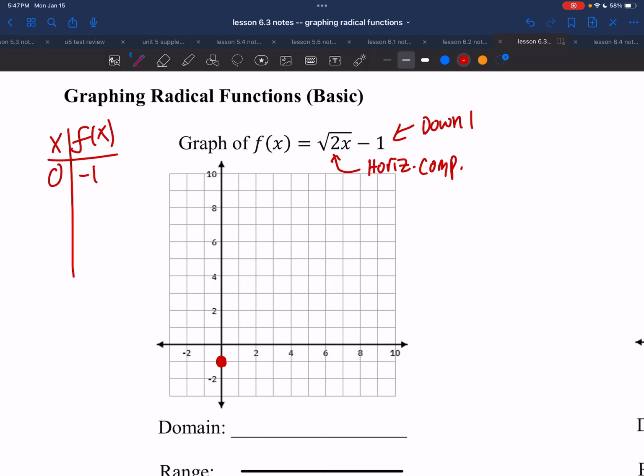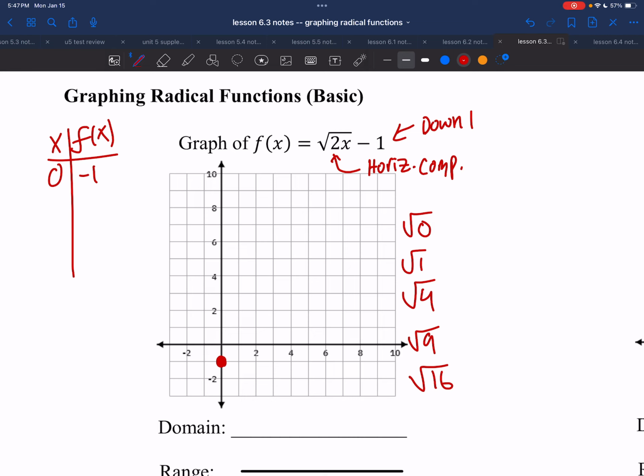I plugged in 1, but I got the square root of 2. I say, well, what can you take the square root of and it looks nice? Well, you could take the square root of 0, you get 0. You could take the square root of 1, you get 1. You could take the square root of 4 and get 2. You take the square root of 9, you could take the square root of 16, right? So the question really is, what do you plug into x to make these perfect squares, right? I plugged in 0 and that worked.